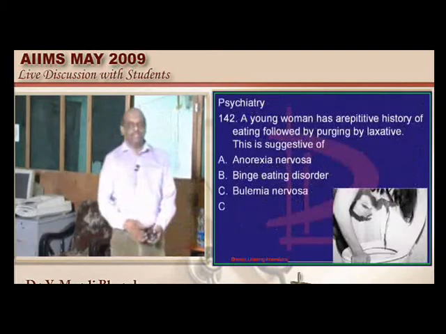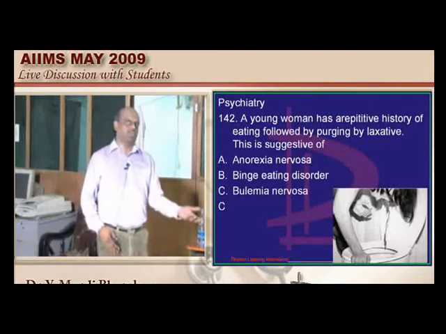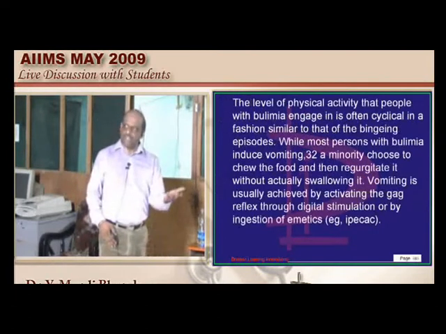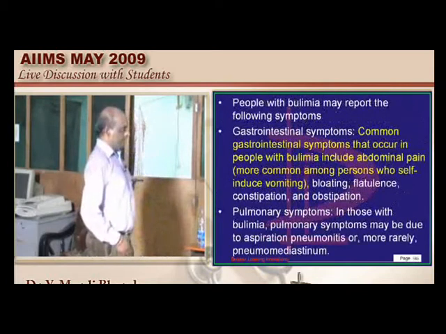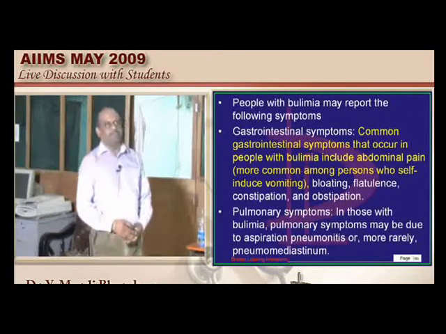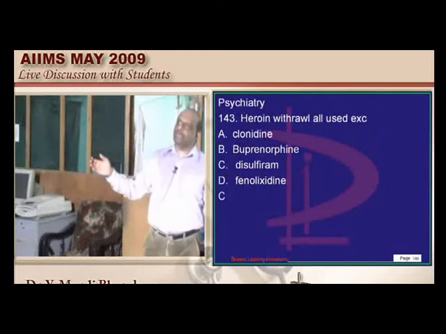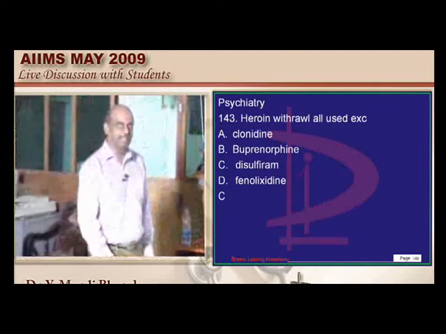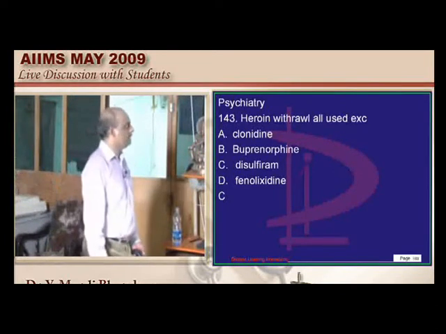A young woman with a repetitive history of eating followed by purging. Another traditional question on bulimia versus purging disorder versus anorexia, how do you differentiate? So it is an example of bulimia nervosa, with self-induced vomiting and so on being the problems. Opioid withdrawal is one of the top 46 topics in psychiatry, of which I will give you the list, is substance abuse, on which questions inevitably come.